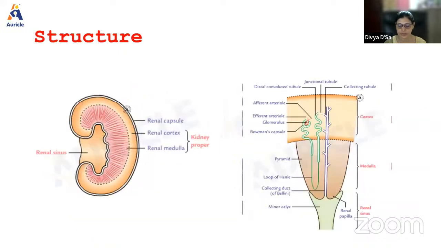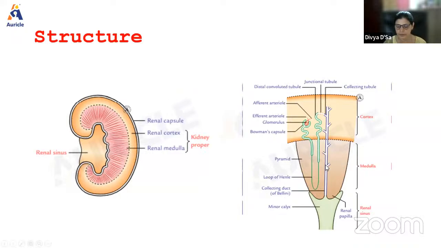So, the structure of the kidney. When we see the structure of the kidney, it macroscopically consists mainly of 2 parts: the outer renal substance, which we call the kidney proper, and the inner renal sinus. This renal substance consists of 2 areas, the cortex and the medulla. Here you should know what is present in the cortex. Cortex and the medulla.